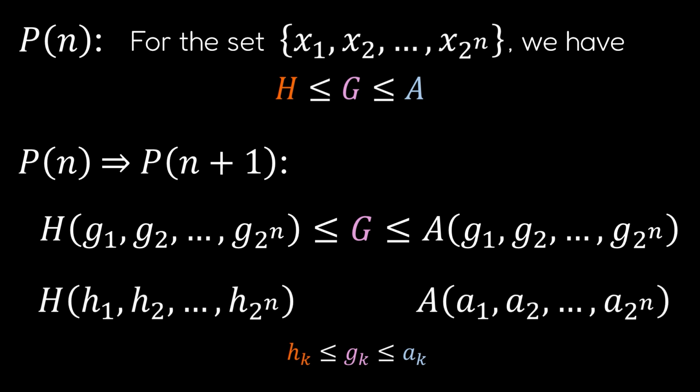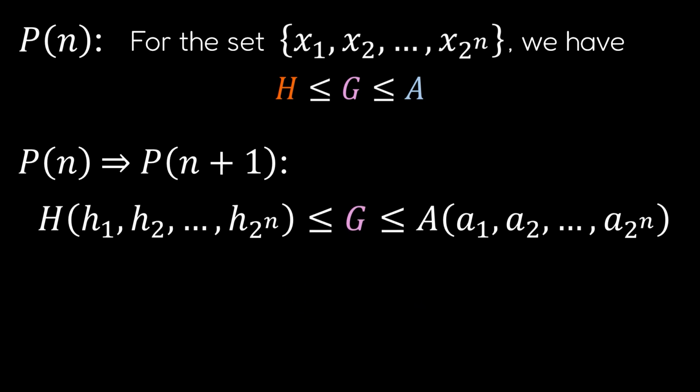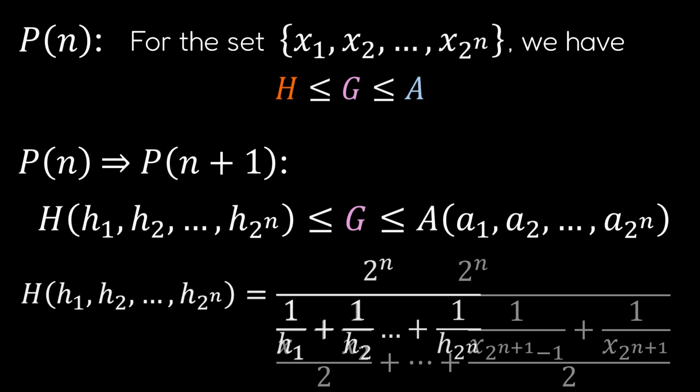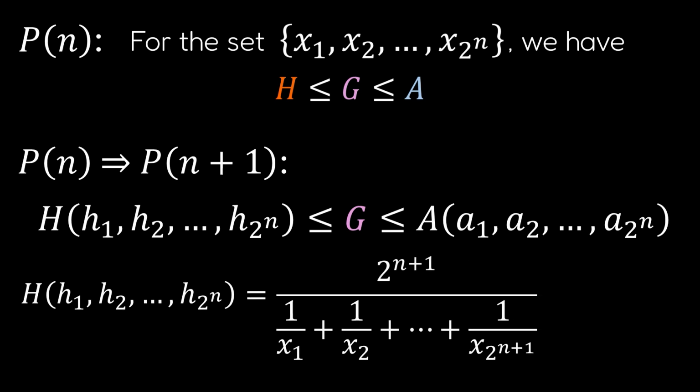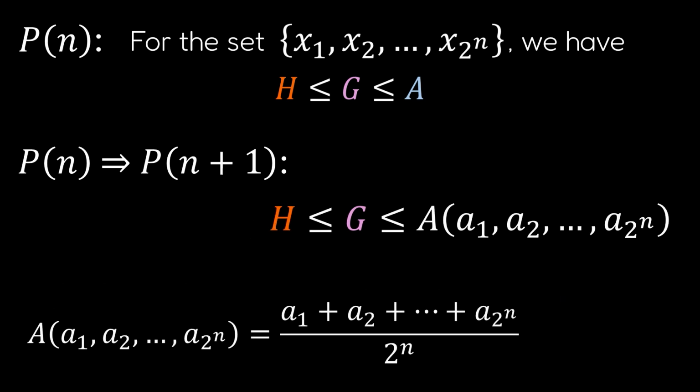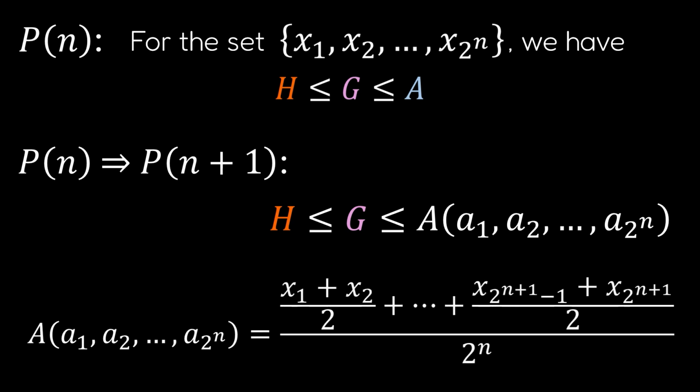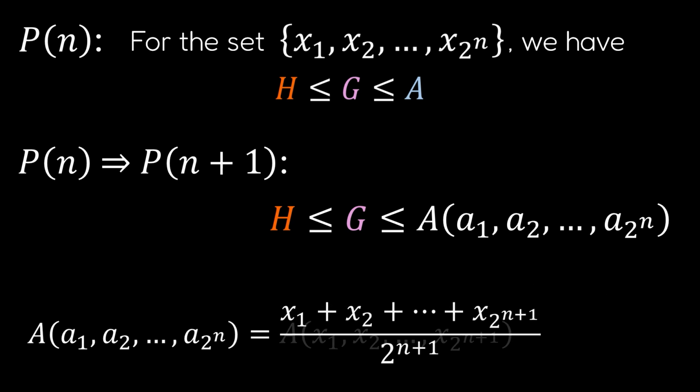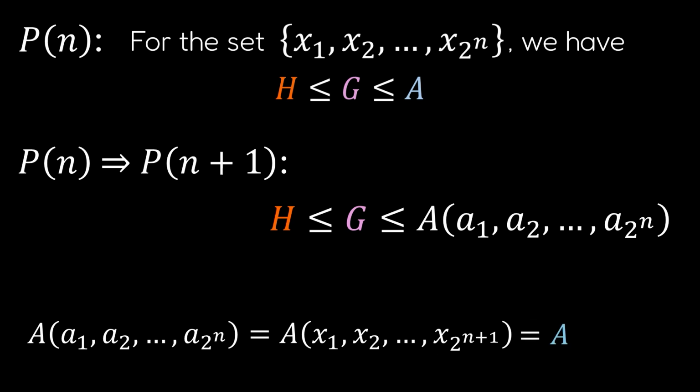Since larger data values correspond to larger means, we can assert that the harmonic mean of the h's is less than or equal to g, which is less than or equal to the arithmetic mean of the a's. A few algebraic steps show that the first term corresponds to the harmonic mean of the original set, while the last term corresponds to the arithmetic mean of the original set. Which completes the proof.